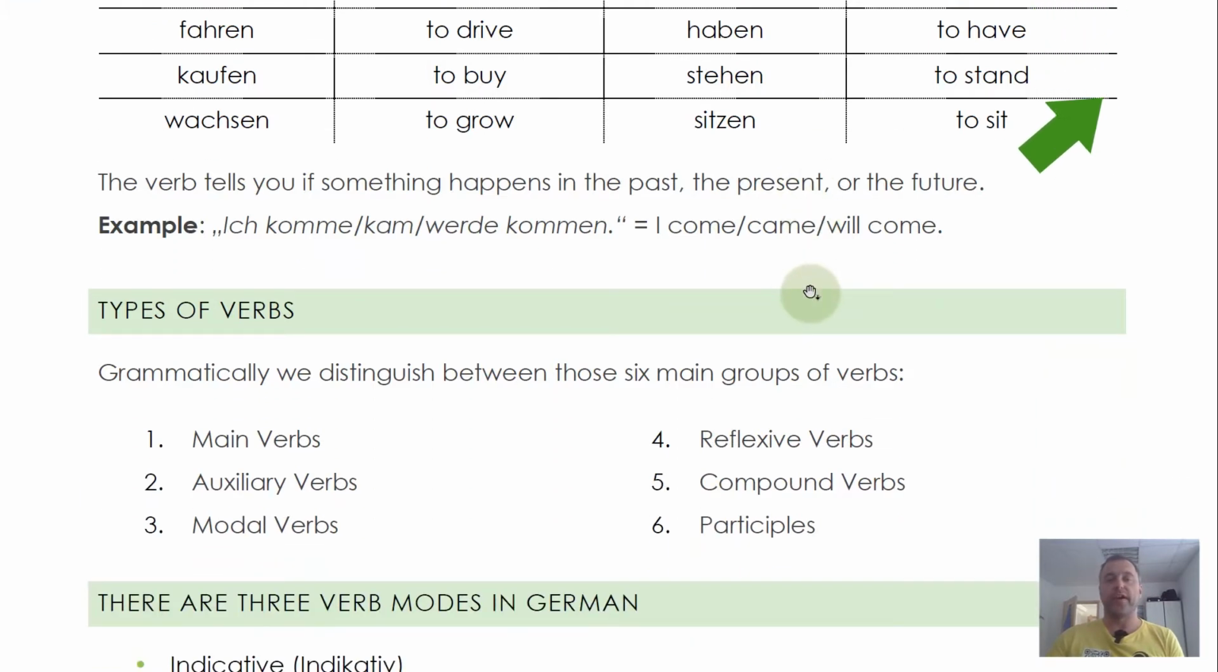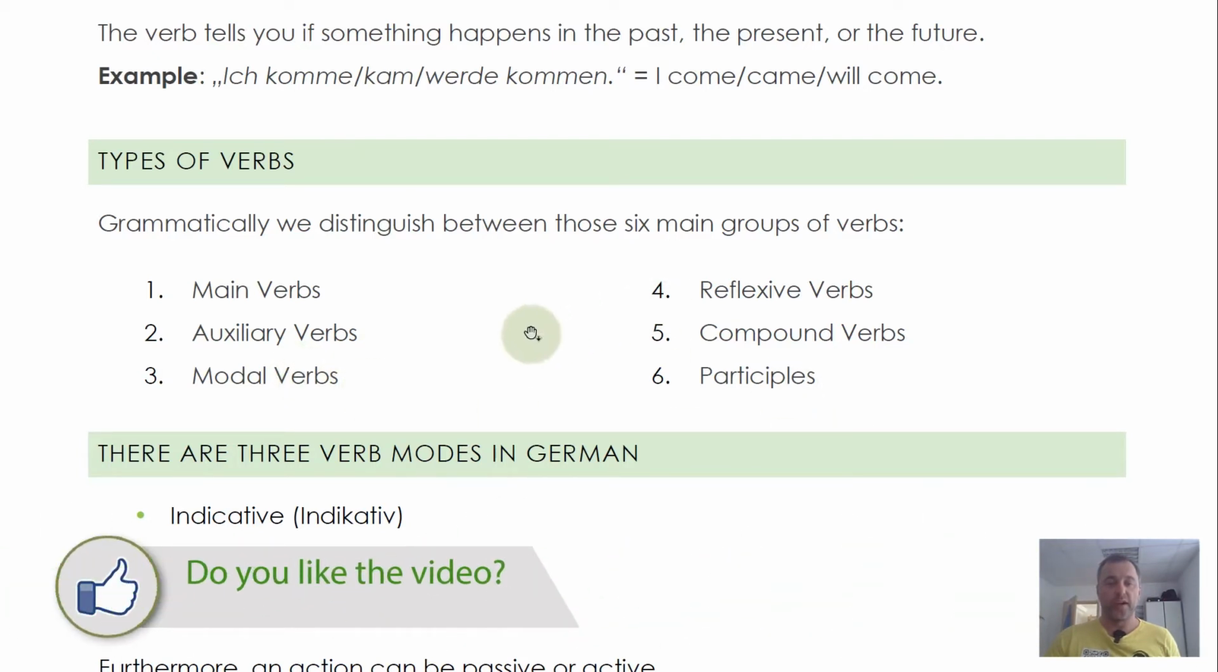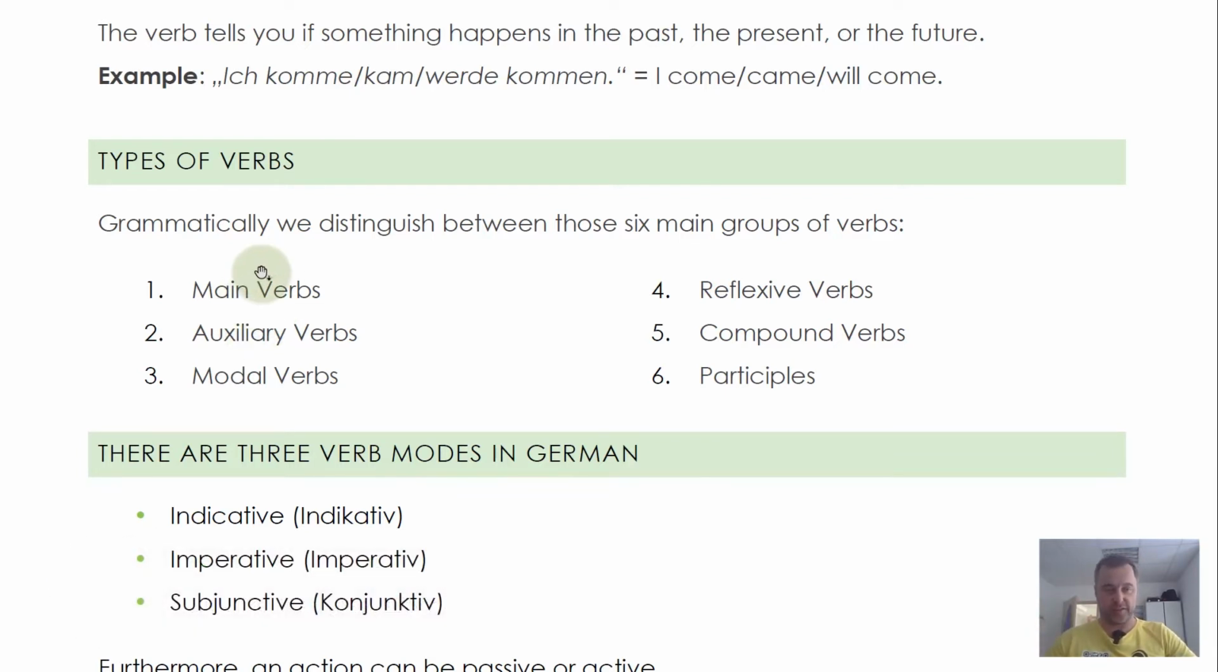Let's have a look at the verbs from a different perspective, because we can divide them into more groups if we look at the type of verbs. Instead of going for the meaning, we go for the grammatical differences. There we have 6 different groups of verbs. Those are main verbs. That's just the basic verb that describes the state or the action, as before.